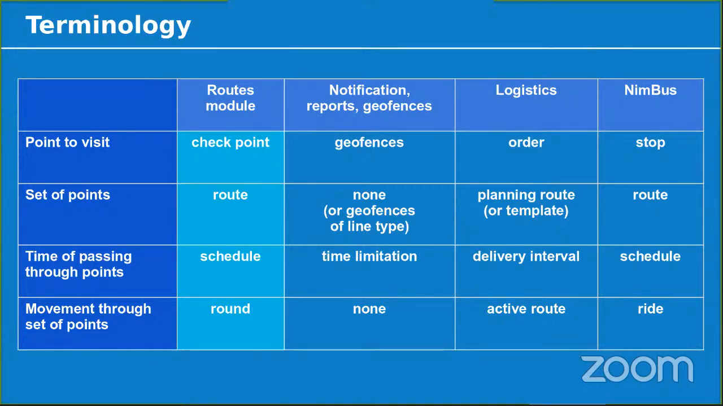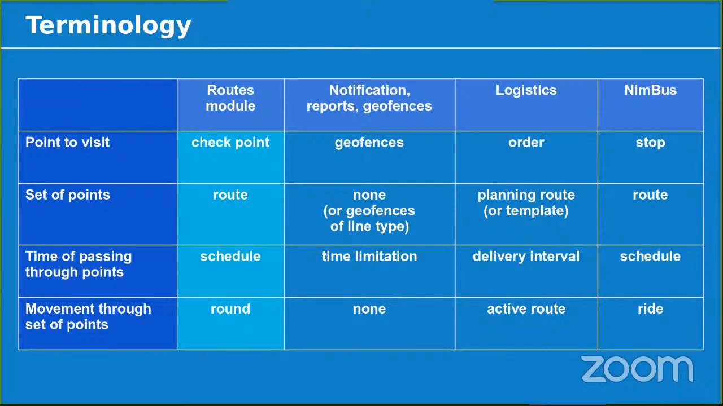The set of these checkpoints, well, we've got nothing like that, but probably you can create a geofence of type line instead of it. For the time of passing through points, you can use time limitations in the notifications and reports. And well, we have nothing for the round, but anyway, we'll see the result.